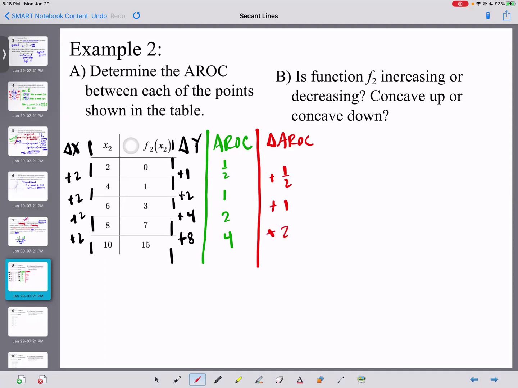Okay, so what can we determine about this function? We're going to call this one f2. What can we determine about function f2? Tell me about the A rock. These A rocks are all greater than 0. What does that mean if it's greater than 0?